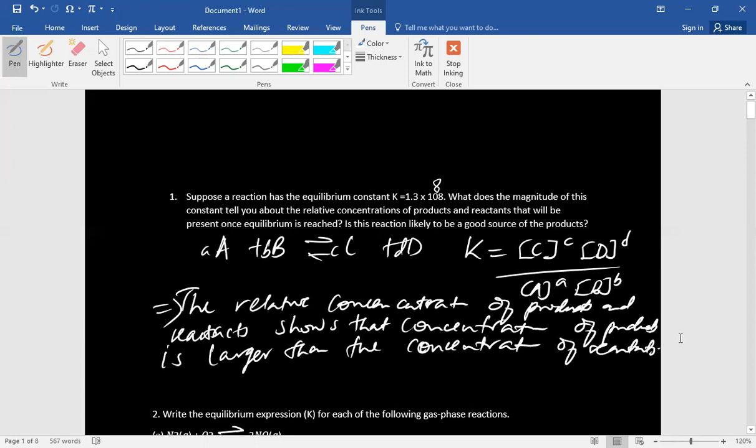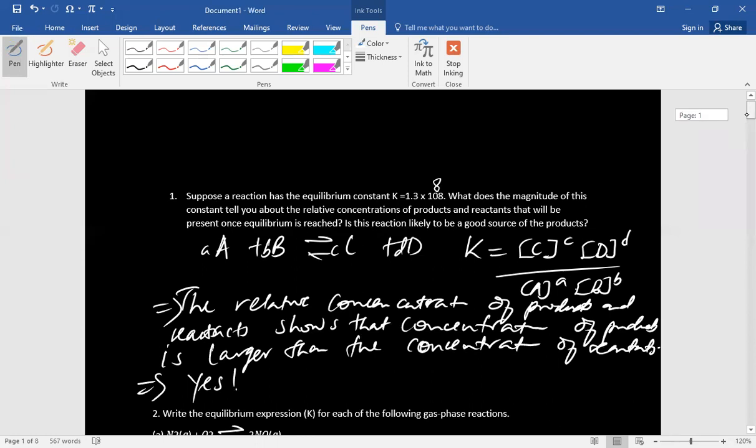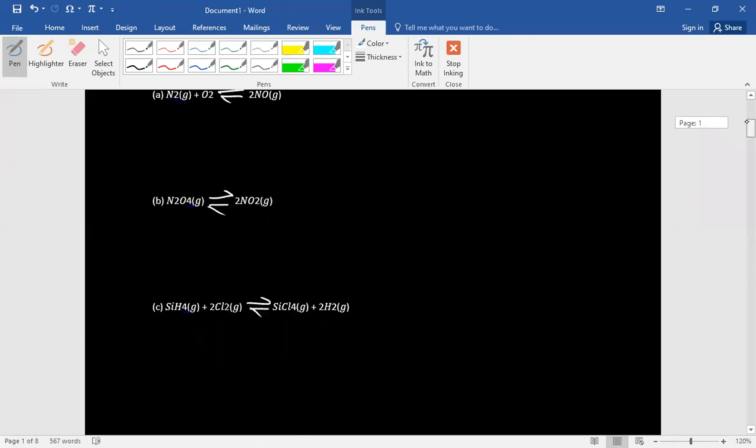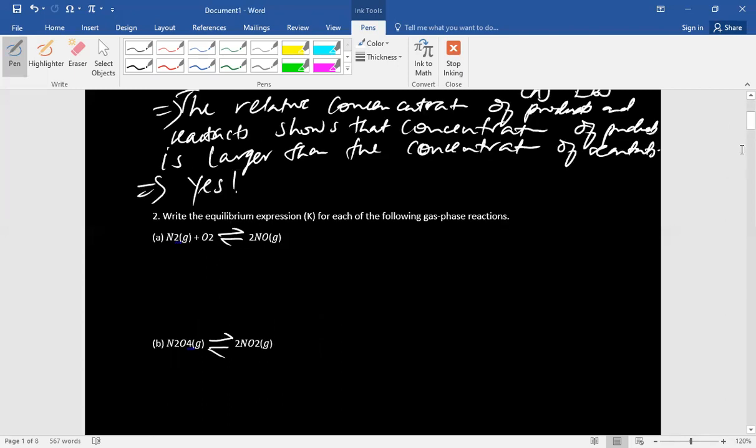Okay, so now the other question: is this reaction likely to be a good source of the product? The answer is yes, this is a good source of products. Why? Because at the equilibrium point, we have more products than reactants. So it's a reaction whereby you put in little, yet gain so much. You put in little reactants, but you have more products.